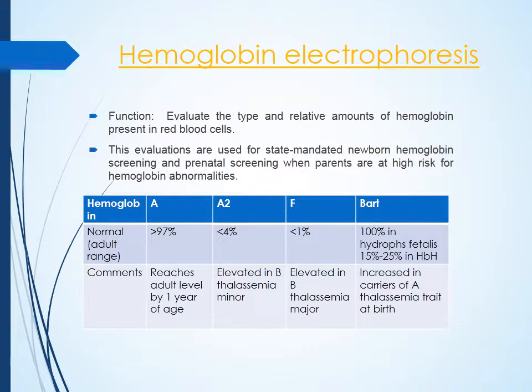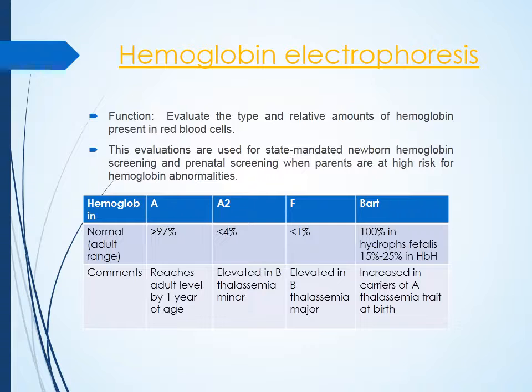Hemoglobin electrophoresis. This test assesses the type and relative amounts of hemoglobin present in red blood cells. In adults, hemoglobin A is the major constituent, followed by hemoglobin A2 and F. Thalassemia disturbs the balance of beta and alpha hemoglobin chain formation and causes an increase in those minor hemoglobin components.